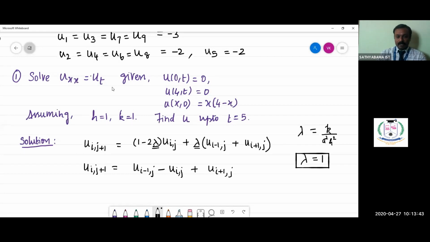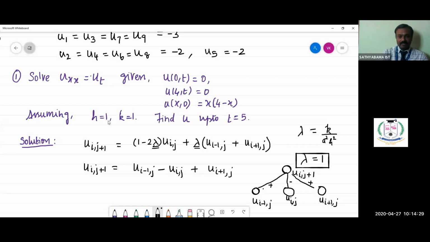plus u i plus 1 comma j. So the schematic representation is: if this is the point u i comma j, and this is u i plus 1 comma j, and this mesh value is u i minus 1 comma j, and this point is u i comma j plus 1. So to get u i comma j plus 1, we take u i minus 1 comma j, subtract u i comma j, and add u i plus 1 comma j.